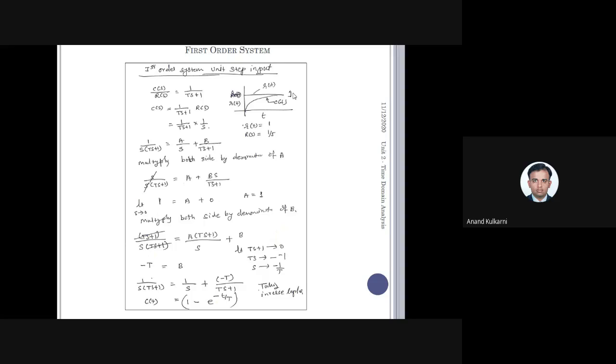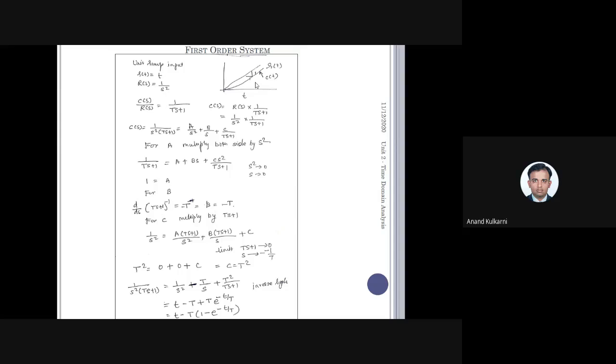Is it clear now? More clearer than that cannot be done. Is it clear? Yes, sir.